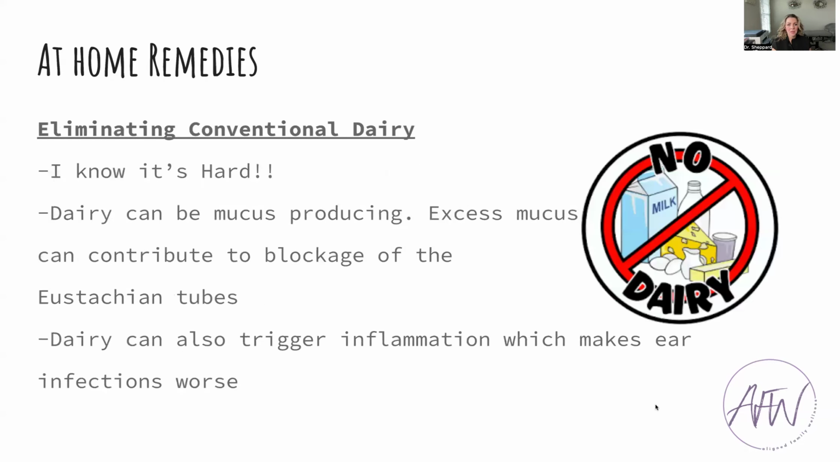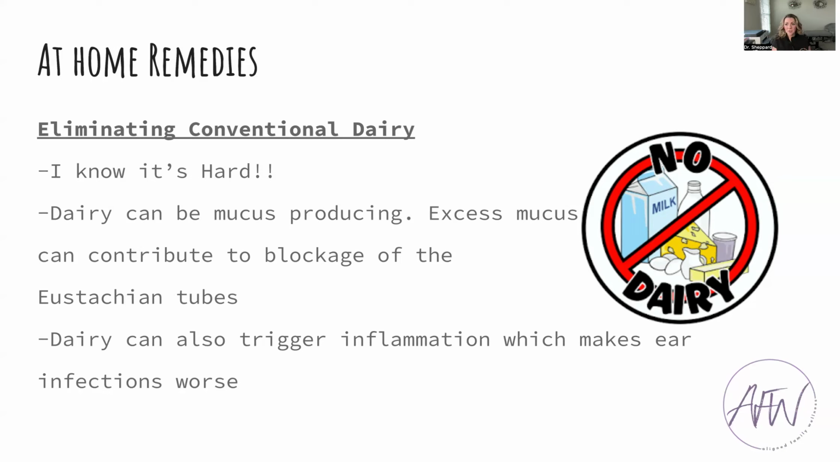Just let us know. So I know you guys are going to hate me. You've got to get your kid off dairy. Get them off dairy if they have ear infections. I know how hard this is. We are a mostly dairy-free household because of these issues. Dairy is inflammatory. Dairy is mucus producing. So dairy can cause blockage of the eustachian tubes because it creates a lot of excess mucus.